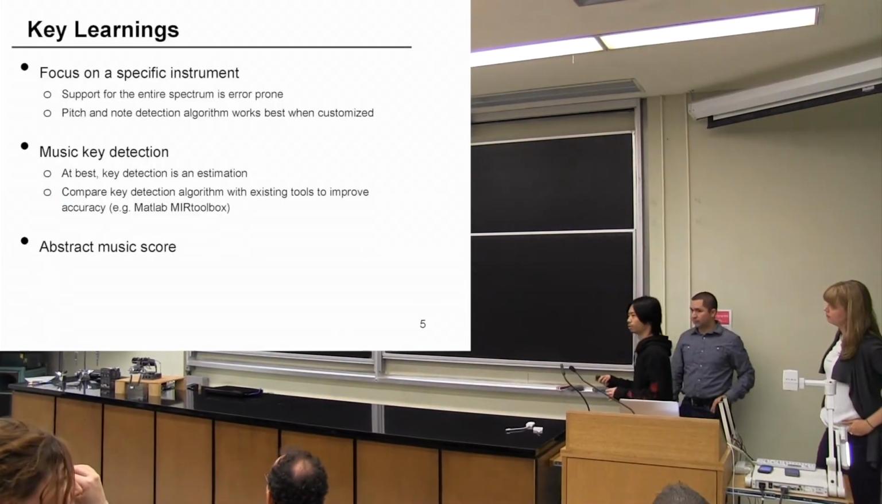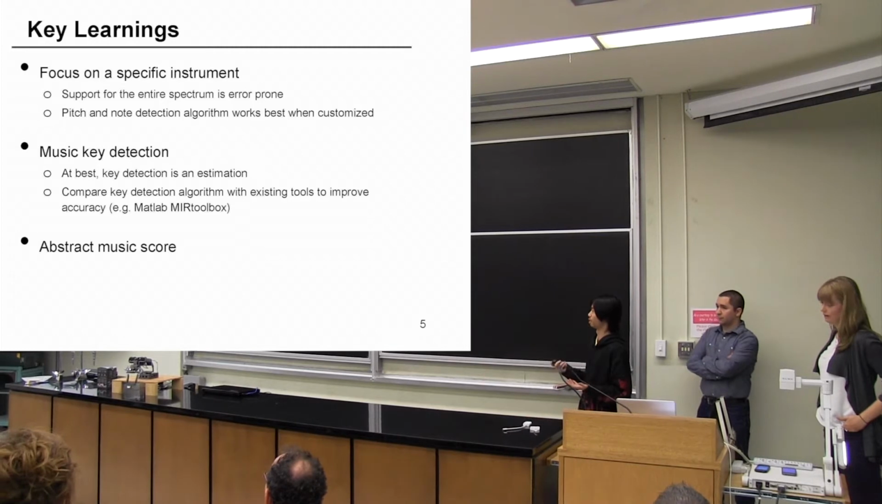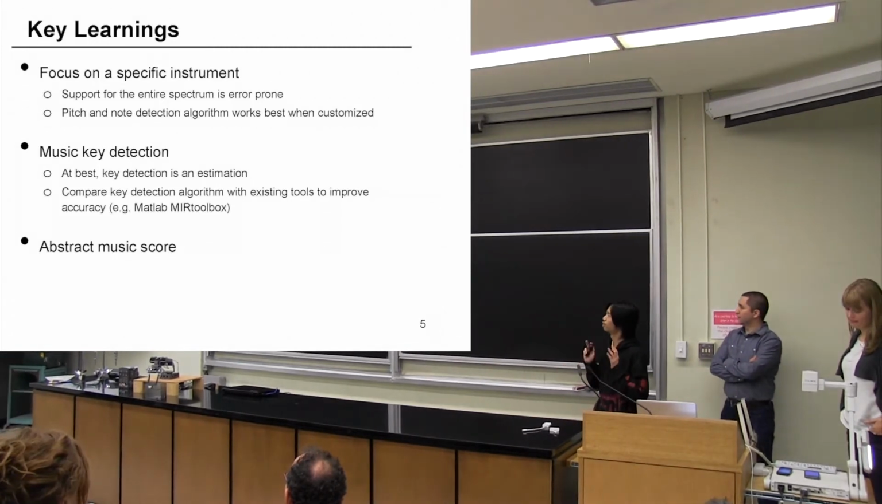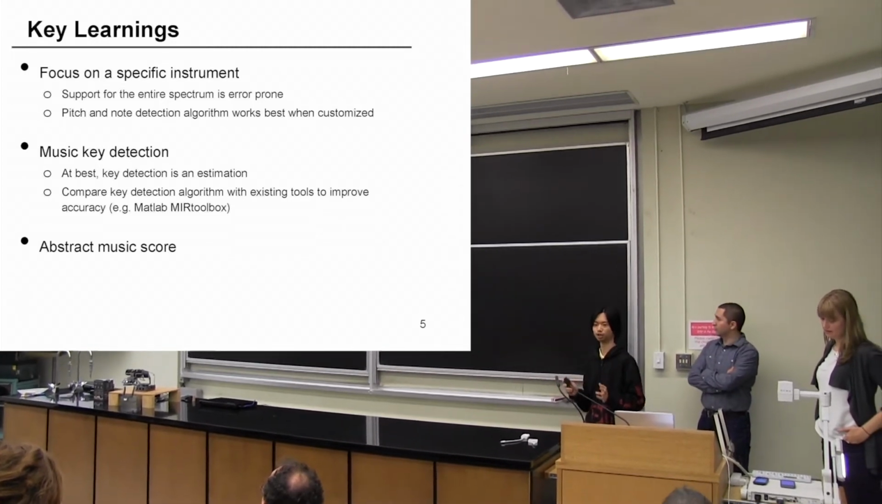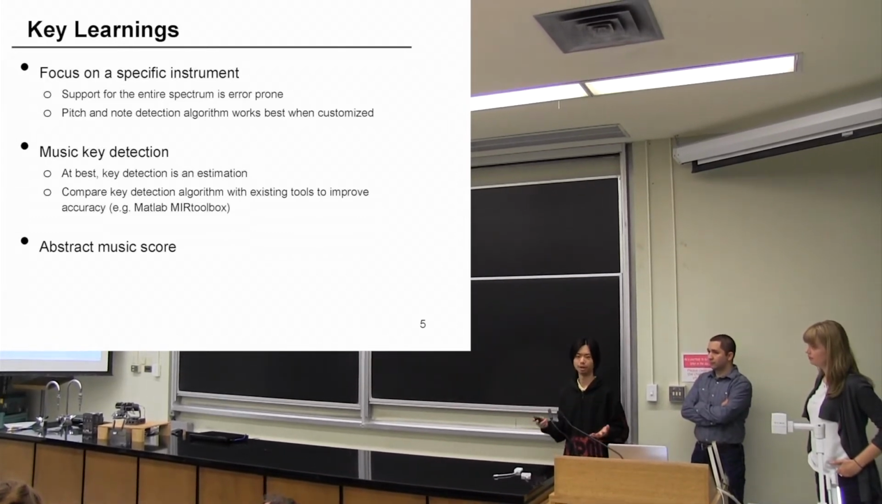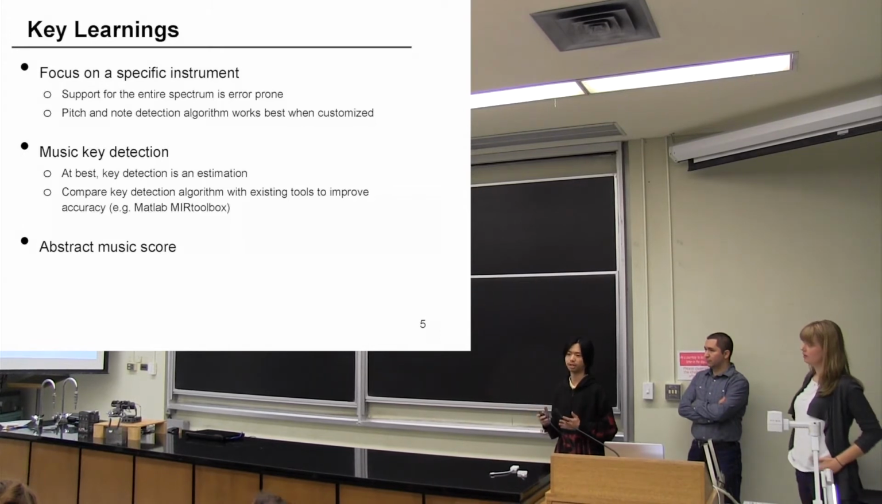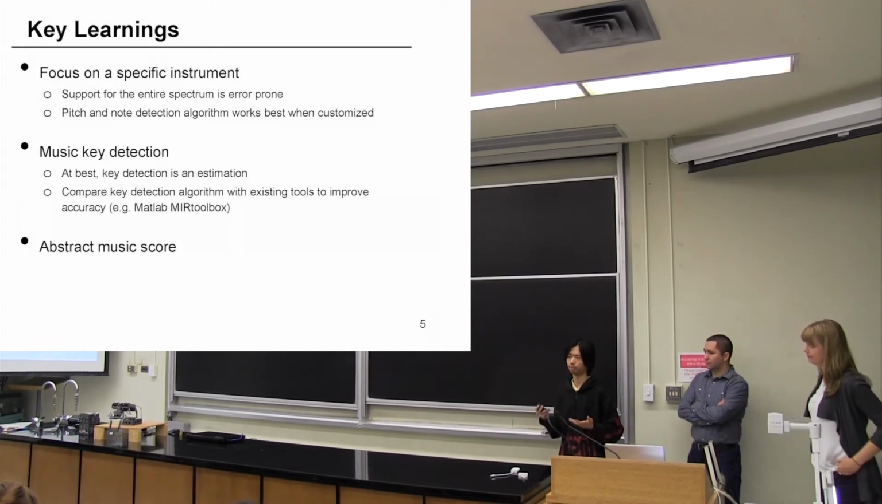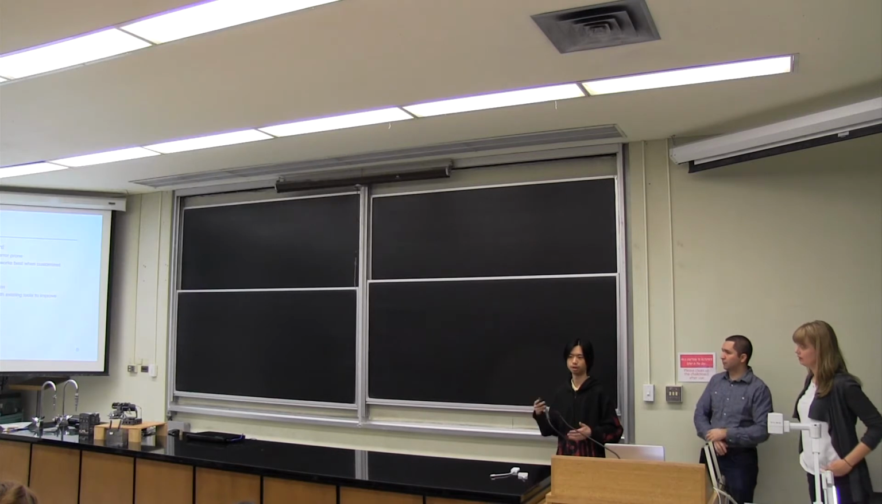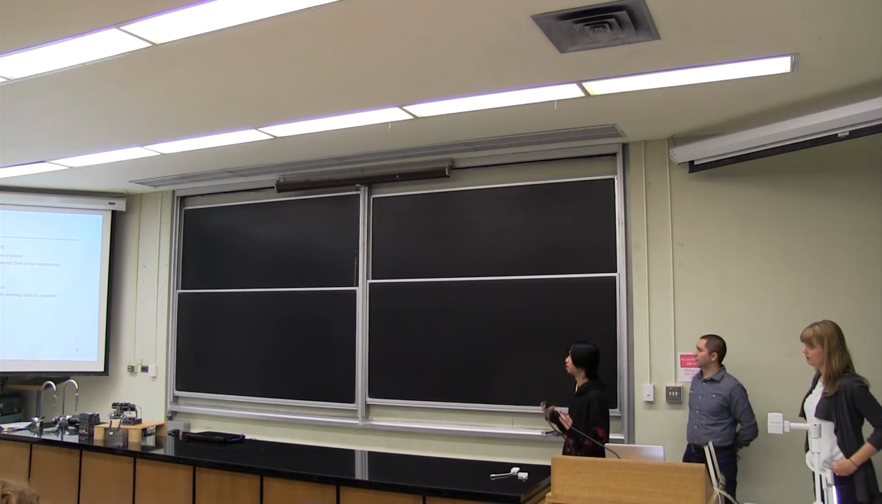All right, so it wasn't all fun and games. We had issues, but mainly one of the things we really want to look at is to focus on one specific instrument. To cover the entire spectrum, 0 to 4K, is very error-prone. The algorithms for pitch and rhythm you want to customize to that specific instrument. Some have more overtones than others, different strengths and different frequencies. You want to ideally leverage all of those properties to get the best detection for one instrument.